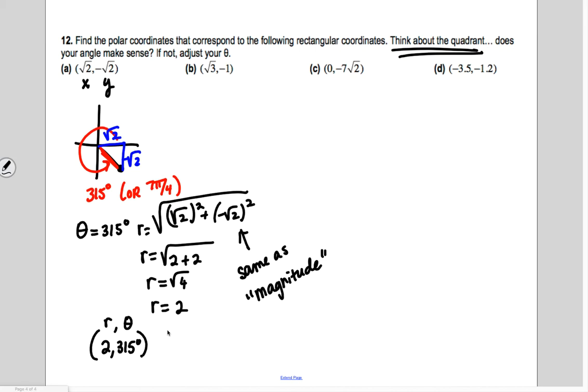All right, root 3 comma negative 1. Man, I keep leaving off my roots. So it's like 1.7 something comma negative 1. So somewhere around there. So again, we need to find our theta, and we need to find our r. Okay, this may not be one that you recognize off the top of your head, so let's do our tangent. If we're trying to find theta, tangent of theta equals the y value over the x value.